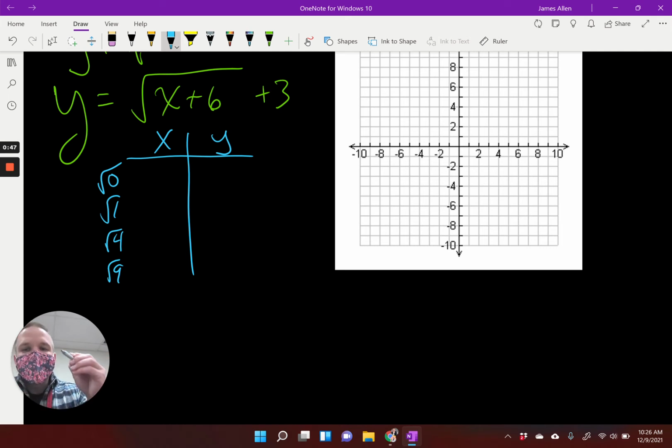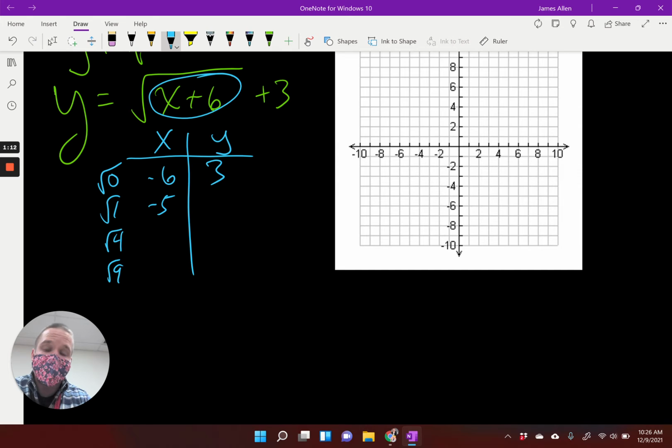All right, so what x value would give me 0 inside of the radical? So I want to make this piece right here 0. Well, that's going to be -6. And if I plug -6 in, I get the square root of 0 plus 3. That's 3. There we go. All right. Now, how do I get 1 inside my radical? If I plugged in -5 for x, -5 plus 6 is 1. The square root of 1 is 1, plus 3 is 4.